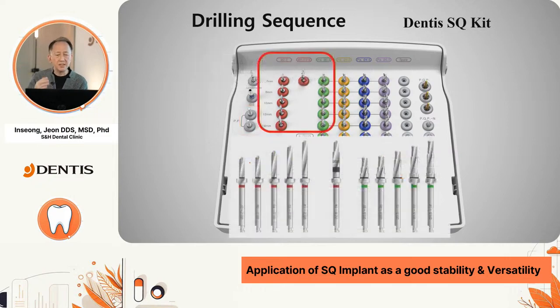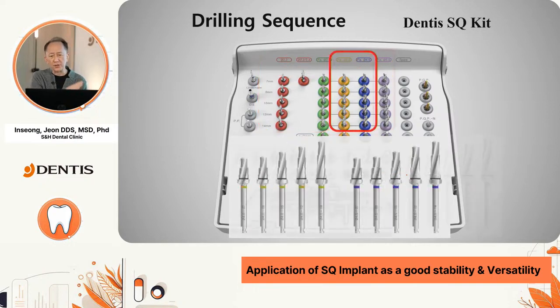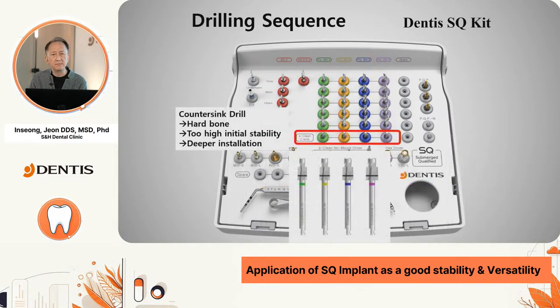And then this is the drilling sequence. Initial drill 2.2, and then 2.2 and 8. This is the taper drill, and then 3.5, 4.0, 4.5, 5.0. So this is well-designed. Well-designed means drill diameter and implant diameter coordination is perfect. That means if you use this kind of SQ kit, you can place the SQ implant in any situation. Of course, this is the drill sequence.